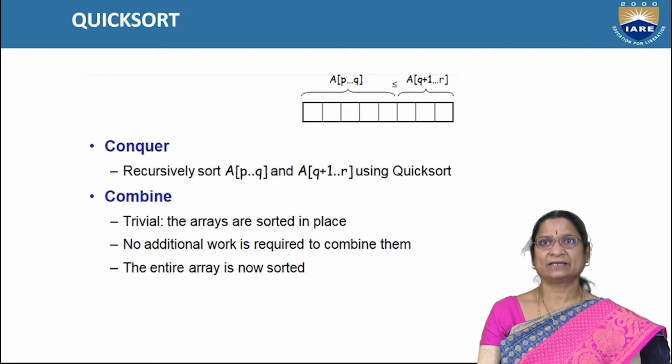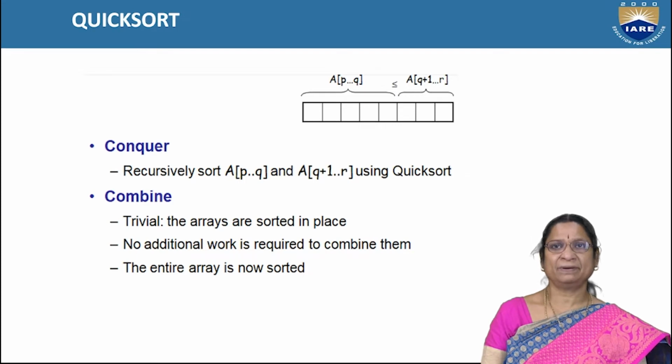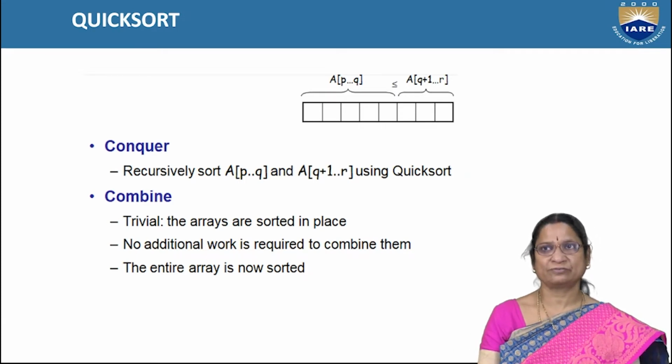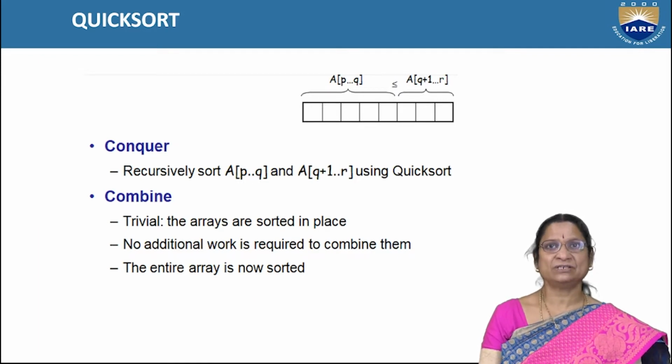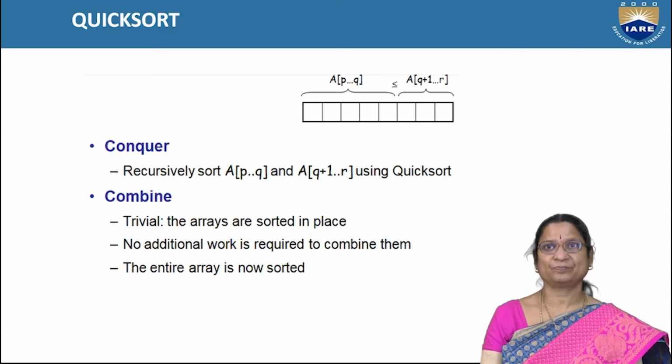Conquer means here recursively sort the elements of each sub-array, again using quick sort. That means if it can be sorted independently, it's okay. Otherwise, it has to be further divided, and so on. In quick sort, this division is carried out till each sub-array contains a single element. A single element is already in sorted order.